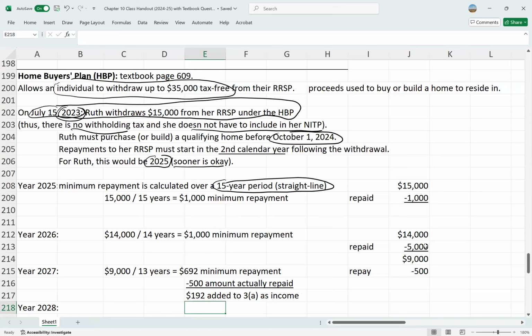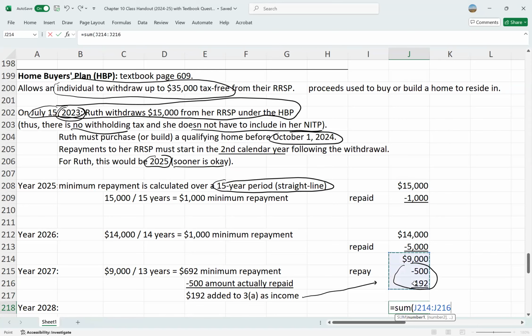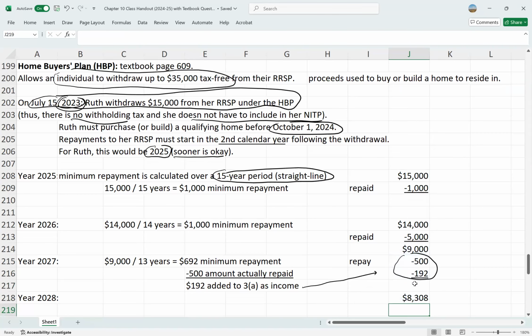And you will get credit for it though, because you are now going to have to pay tax on it. So you will get credit for the 192. And so basically it will be as if you did repay the full minimum amount, because you will get credit for the amount that you underpaid. And so in 2028, the balance remaining will be 9,000 minus the 500 minus the 192 will be 8,308. So it will be like you did repay the 692, but part of it will be added to your income and you have to pay tax on it.